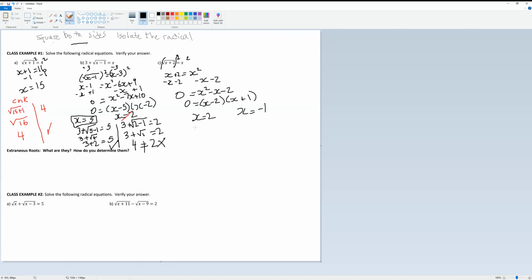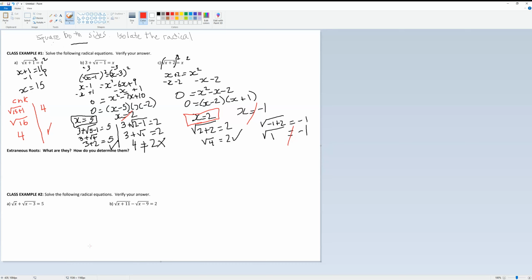So we have the square root of 2 plus 2 equaling 2, and of course this turns into the square root of 4 equaling 2, which is good. And in this case, we have the square root of negative 1 plus 2 equaling negative 1. That's the square root of 1 equaling negative 1, which is not true. So we only have one solution for this. This solution is no good. So the solution that we want is x equals 2.